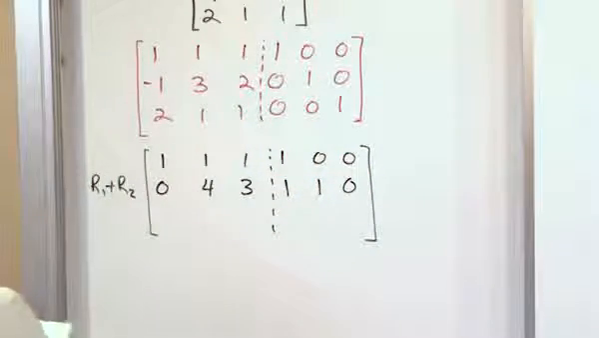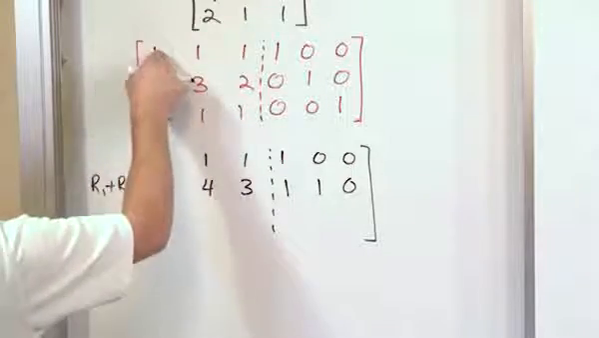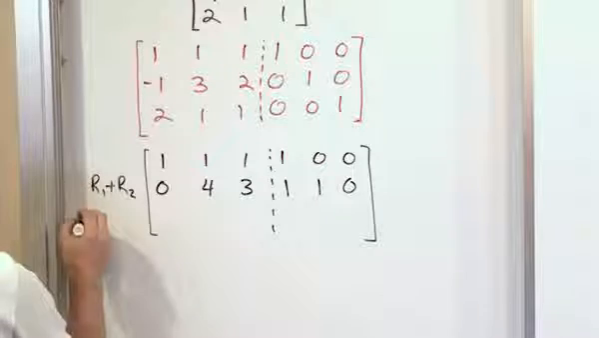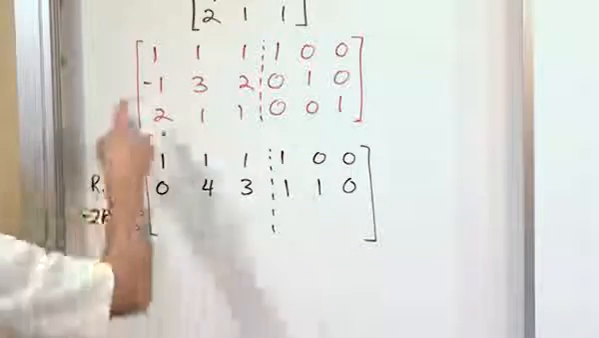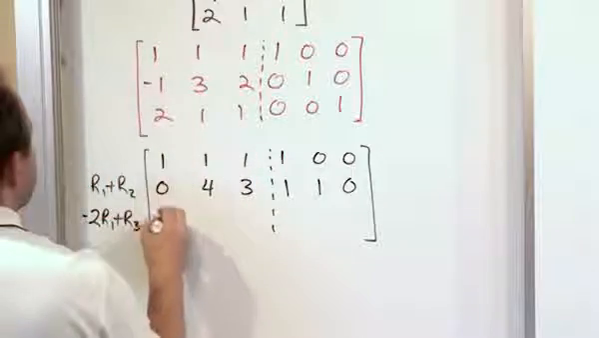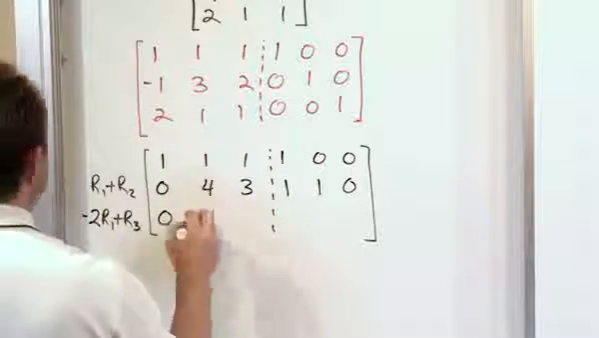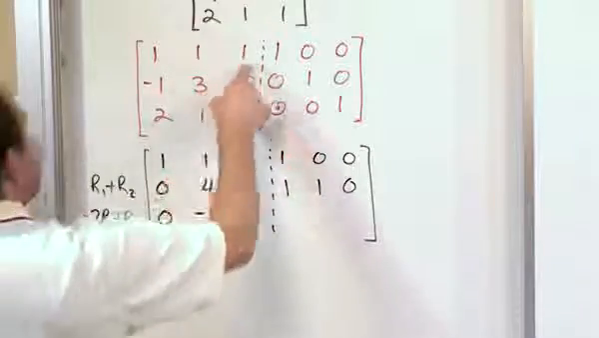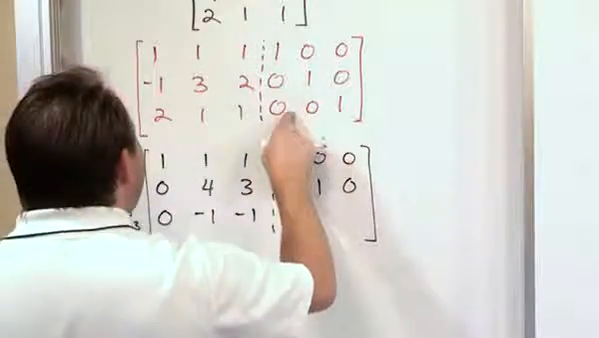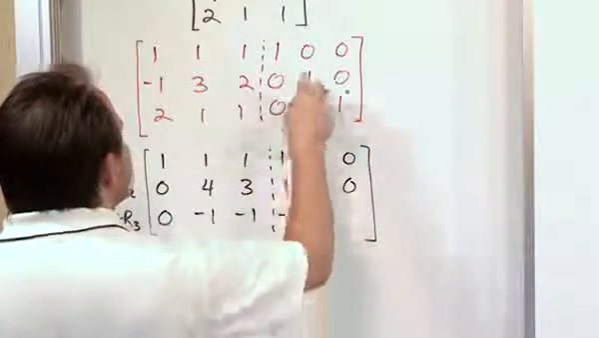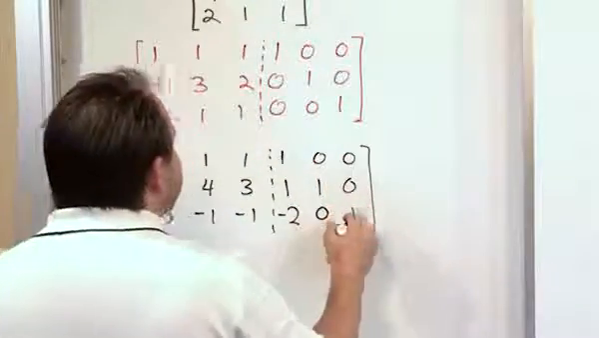Just like that. Now, I also want to put a 0 down here, underneath in this first column. So I'll multiply this row by negative 2 and add. So negative 2 times row 1 plus row 3. Multiplying this by negative 2 and adding, I'll get a 0. Then negative 1, then negative 1, then negative 2, then 0, then 1.